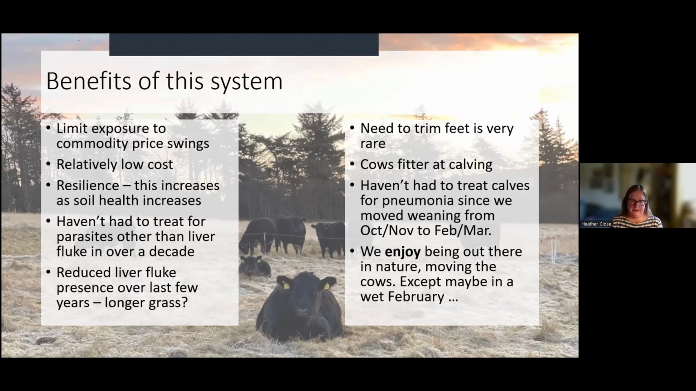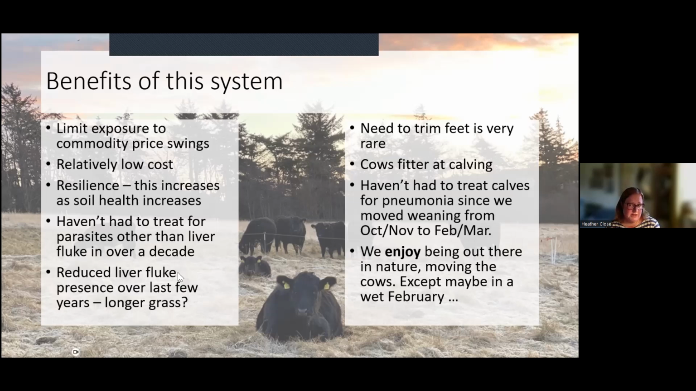Haven't had to treat for parasites, as I said, other than liver fluke, and liver fluke's declining. I was wondering if that might be due to the longer grass, but I was just at a training day the other day, and apparently the liver fluke cysts just sit on the top of the grass and grow with it. So I don't know if that is the cause, but I would imagine with the longer grass, there's fewer cysts per volume of grass, I would hope anyway.